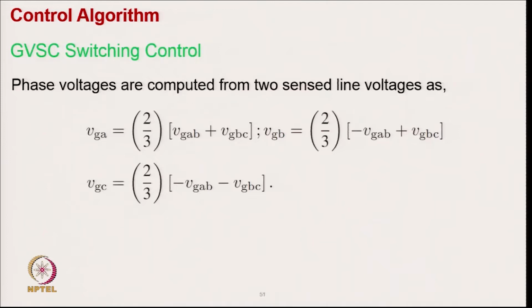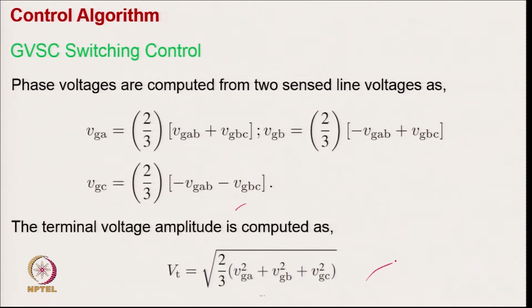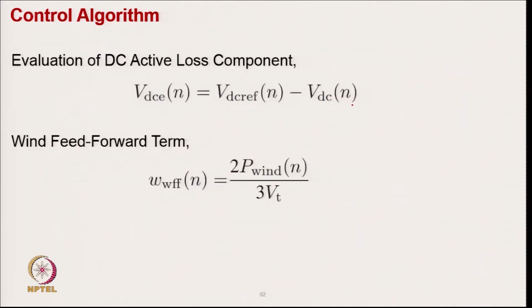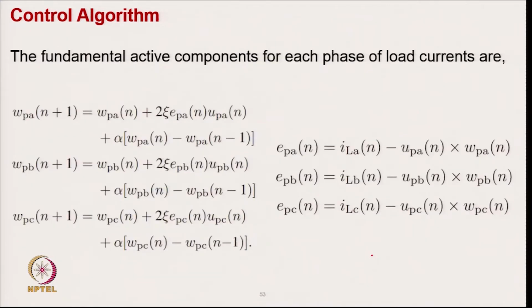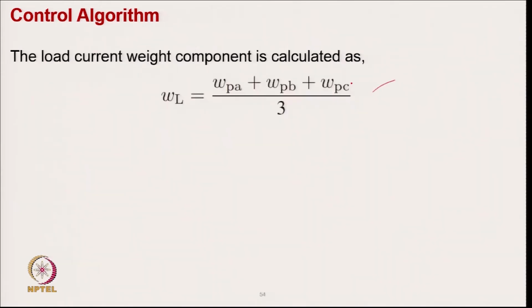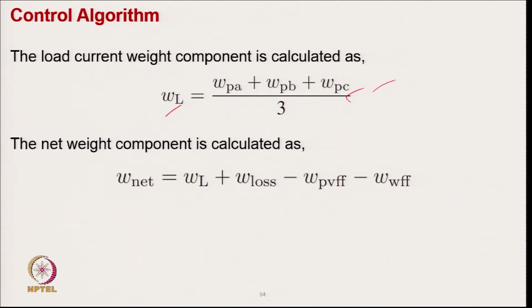And these are calculating the phase voltage from the grid voltage, the line voltage, and then the amplitude of the voltage, then the DC link voltage error, then the feed forward term of the wind, the feed forward of the solar, and the calculation of the weight of the load current. From the error between the load current and the reference load current, we are able to get the load balancing. We take the averaging of all three phase weights corresponding to the load current, and we get the load current amplitude for active power, and the net weight corresponding to the load current.